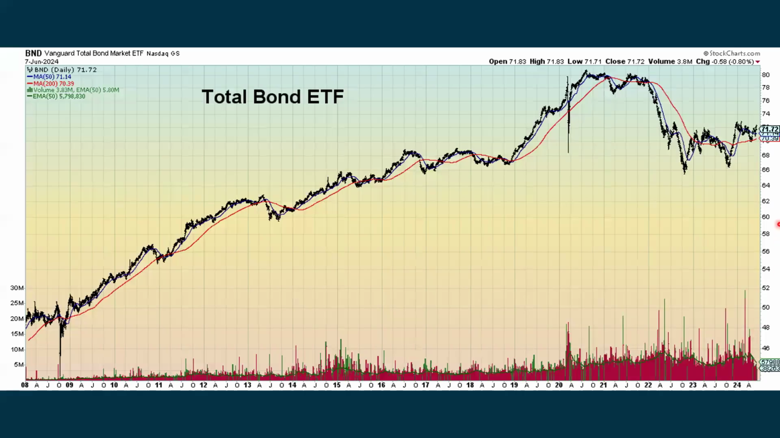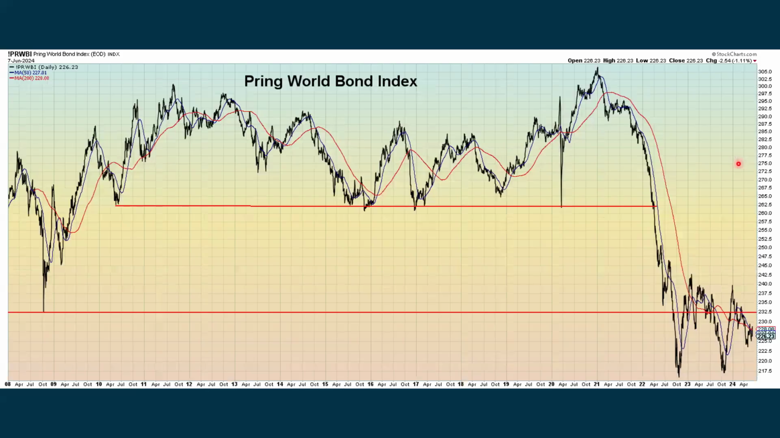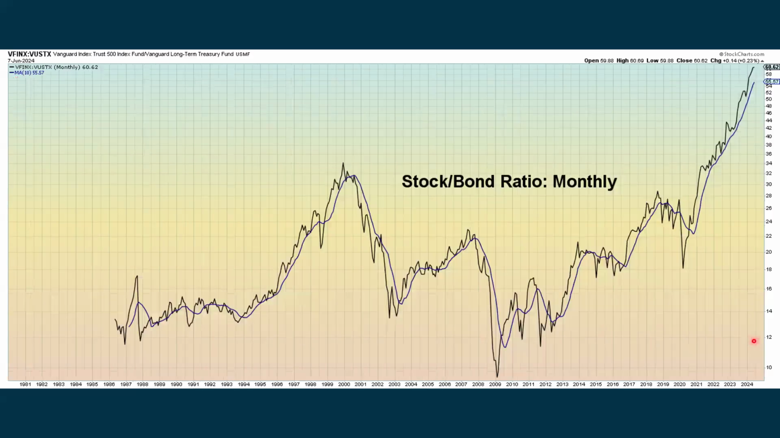Keeping an eye on bonds, where we have bonds based on price been chopping sideways, but they're still in an uptrend. These are world bonds, which are just bouncing around all over the place. They're actually getting close to a death cross here, but not quite yet.